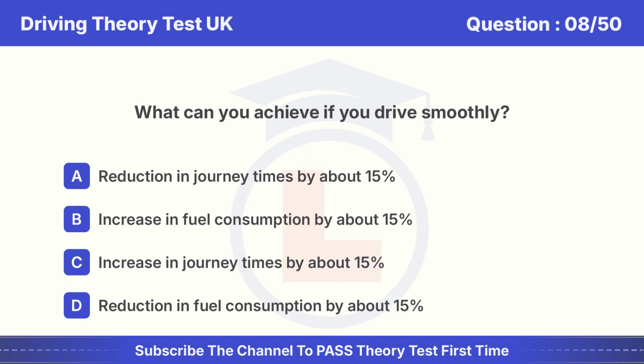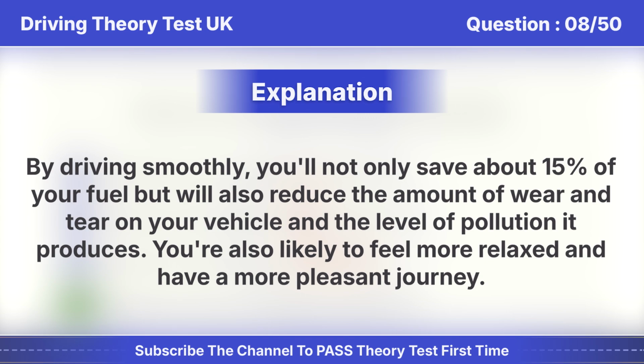Question 8. What can you achieve if you drive smoothly? Answer is D. Reduction in fuel consumption by about 15%. By driving smoothly, you'll not only save about 15% of your fuel but will also reduce the amount of wear and tear on your vehicle and the level of pollution it produces. You're also likely to feel more relaxed and have a more pleasant journey.